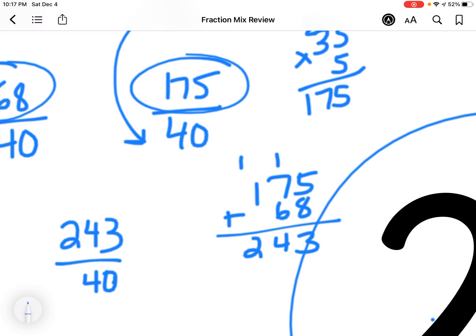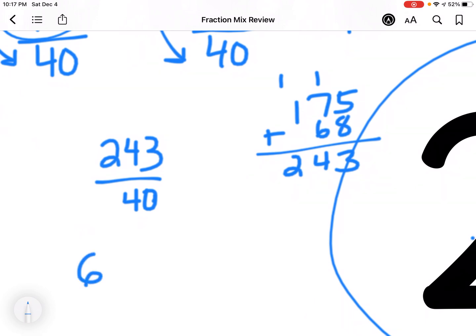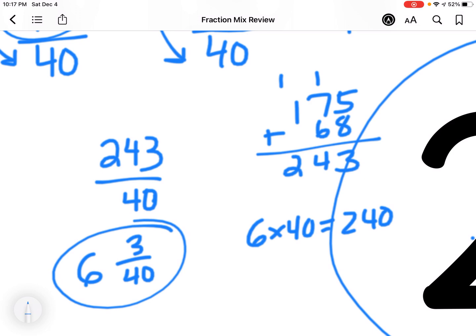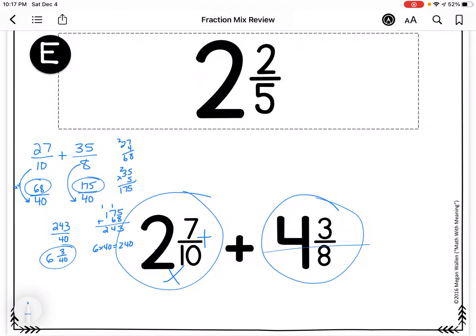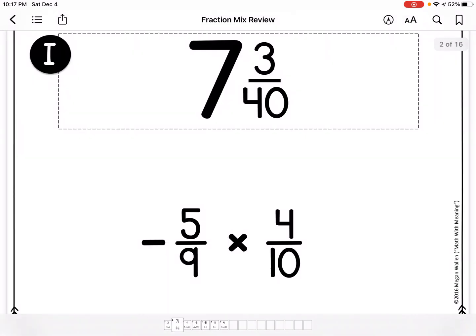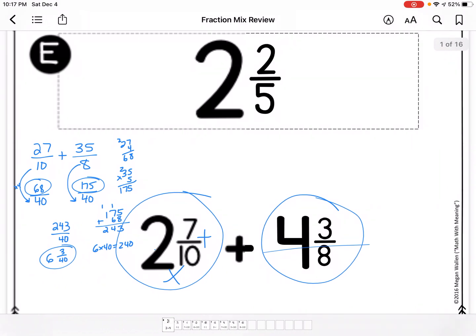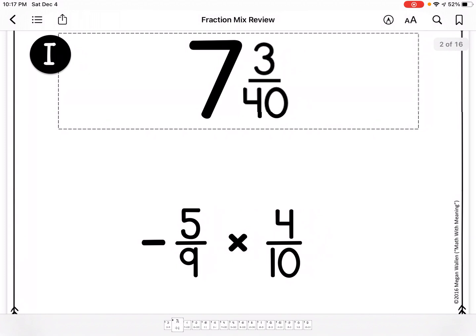So now I have to simplify that. So I know 40 goes into 243 6 whole times. 6 times 40 is 240. So I have 3 40ths left over. I'm going to hope that's right. I'm thinking something's wrong here.